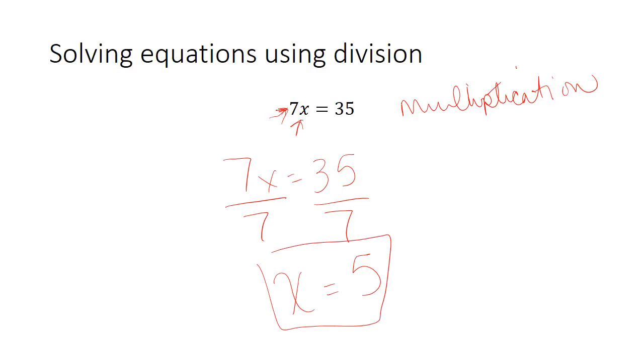Pretty easy to just quickly mental check. If you put a 5 in place of that x right here, then 7 times 5 would be 35.